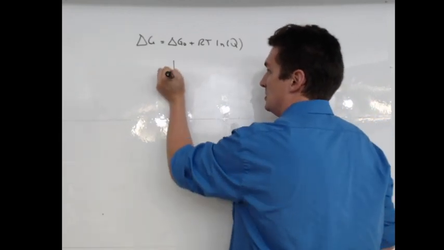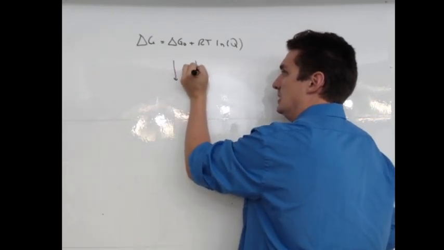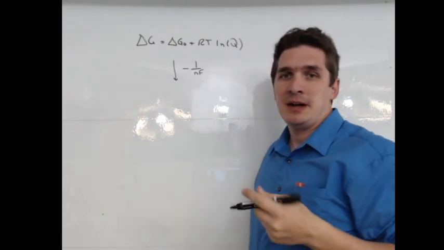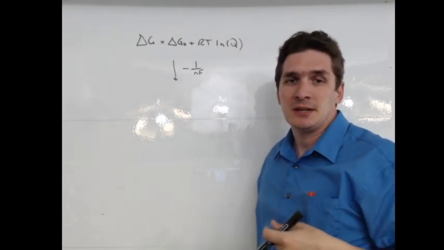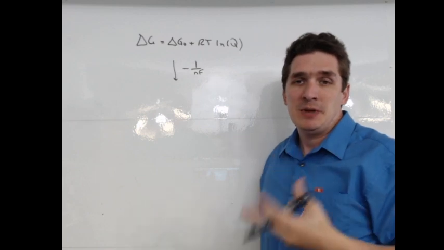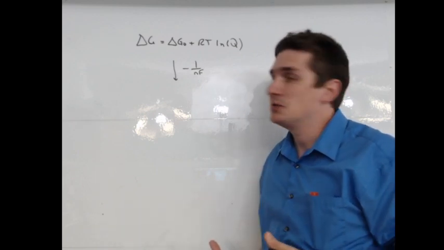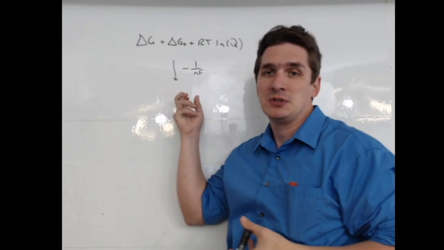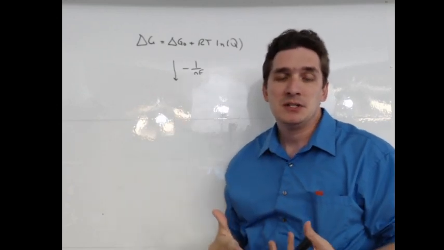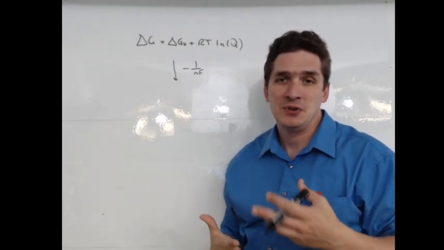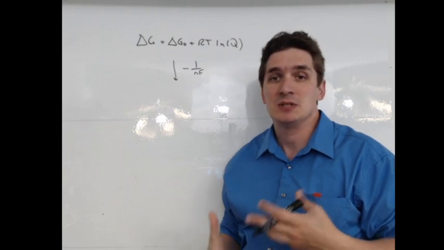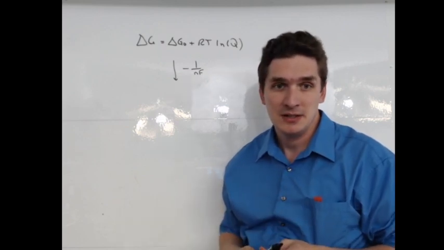To convert this to the Nernst equation, you multiply the whole thing by minus 1 over n, the number of electrons, times F, Faraday's constant. And basically this is just a unit conversion. So right now we've got kilojoules per mole. This converts it to volts. The negative here is because we never think about voltage as being negative. We always think about a voltage as being positive for a spontaneous reaction.